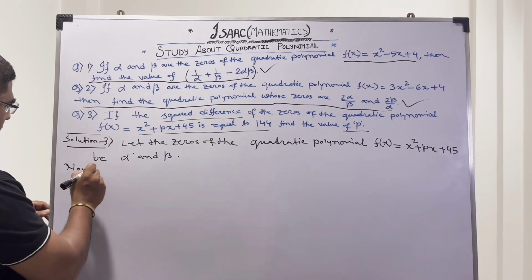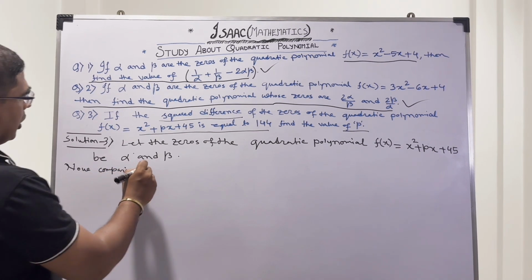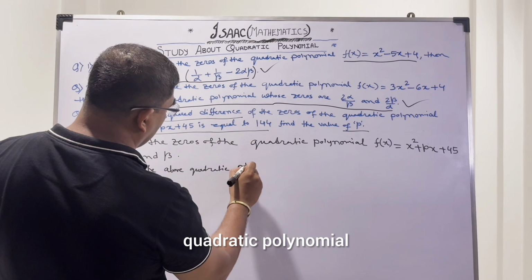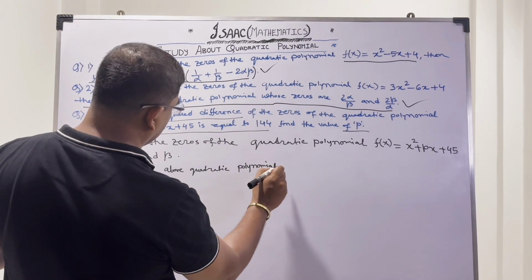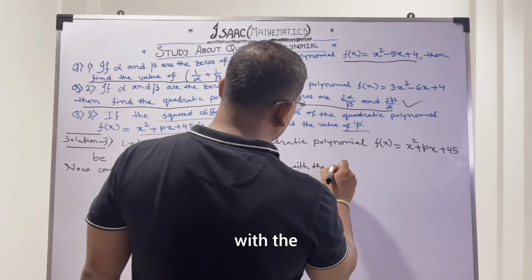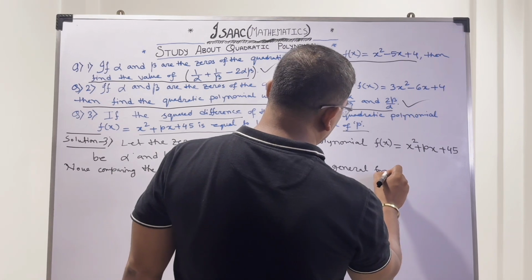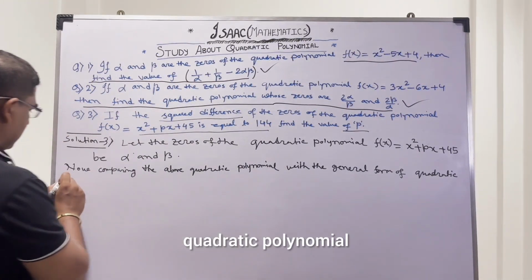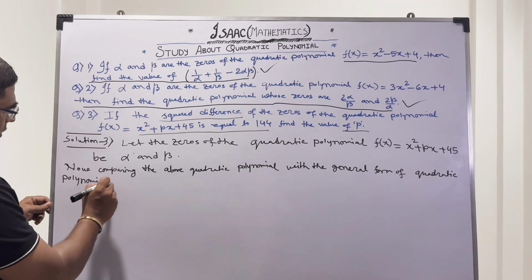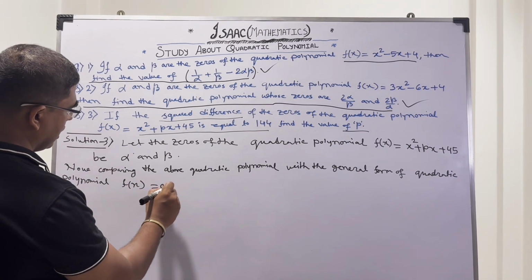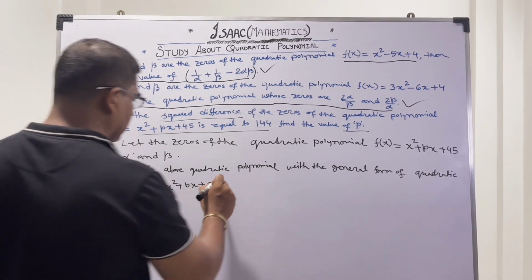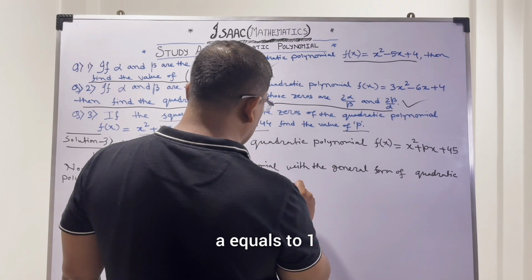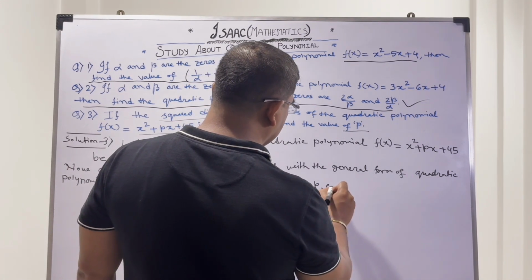So now, comparing the above quadratic polynomial with the general form of quadratic polynomial f of x equals ax square plus bx plus c, we get a equals 1, b equals p, c equals 45.